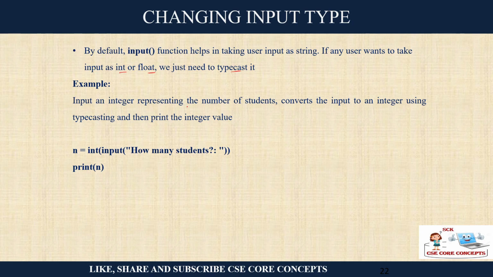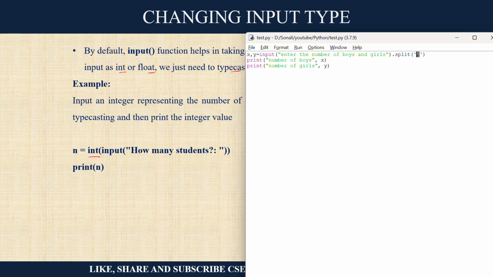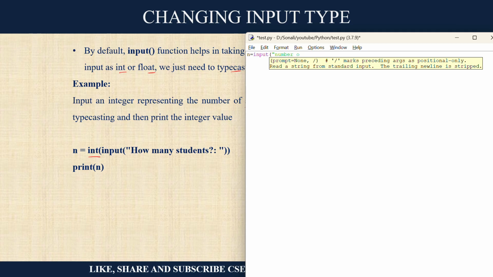So let's say, input an integer representing the number of students. Let me take the number of students as an input, but I want the input to be taken as an integer using typecasting. How can I use typecasting? Just before the input, I can write int. So I am writing n equals, simply input, number of students.